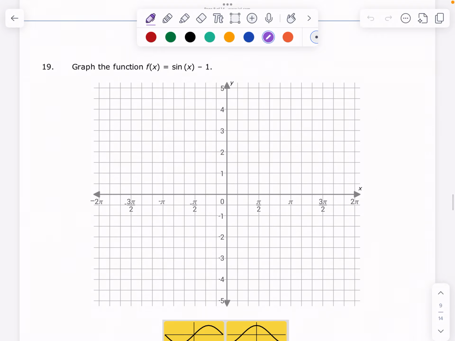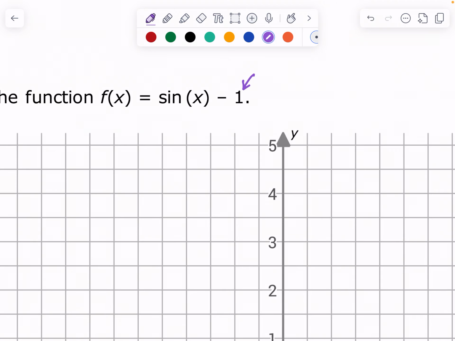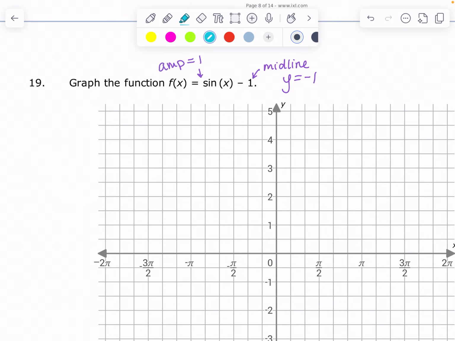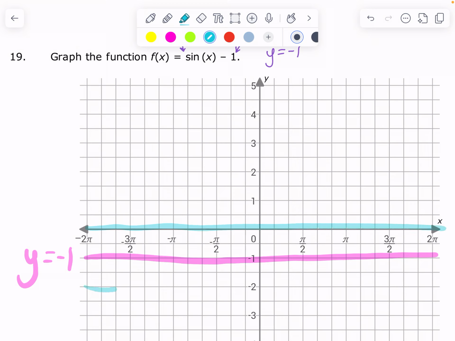This is a recording for how we do these problems. Looking at this equation for the sine of x minus 1, I know that this is the midline, and that's going to be at y equals -1. I can see there's no number in front of the sine, so I know that the amplitude is equal to 1. I will start by graphing the midline at -1. So this is the line y equals -1. And then the amplitude is 1 up from there and 1 down from there.